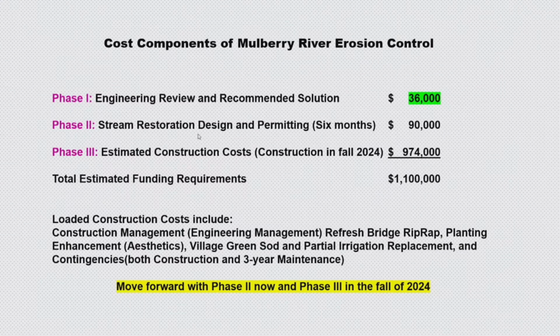And when you couple 120,000 with about the 35,000 a year that we spend now cleaning the river of dead trees, because the Corps of Engineers makes us do that, we've got more than a third of the direct construction costs in there. So our plan is to move forward with phase 2 now and phase 3 in the fall of 2024. Next slide, please.